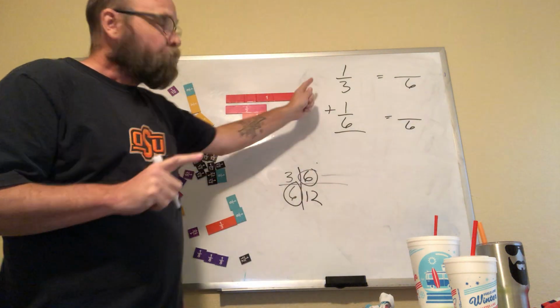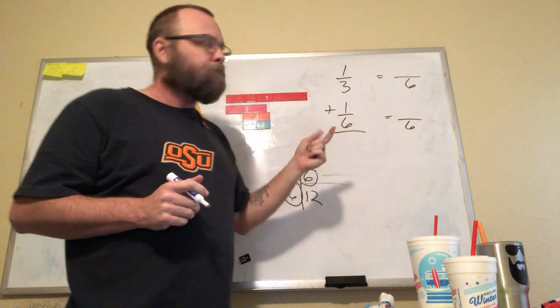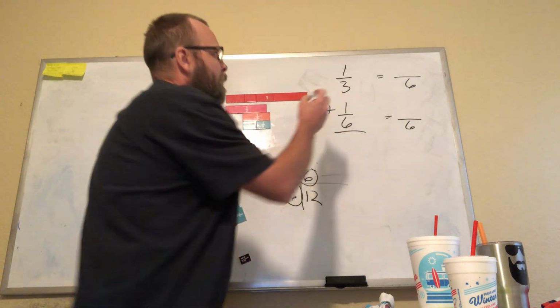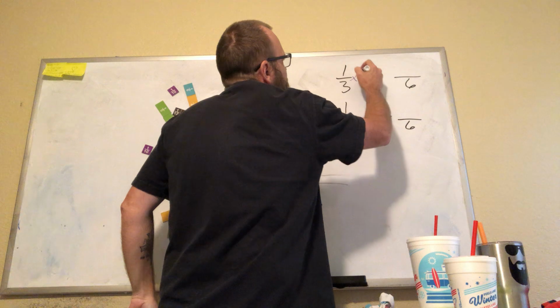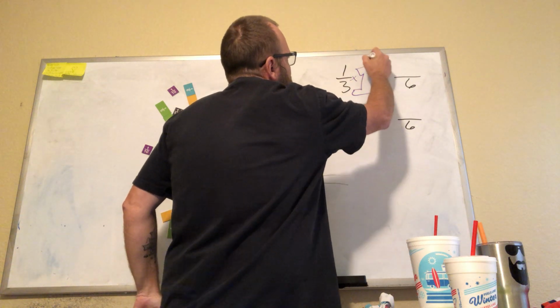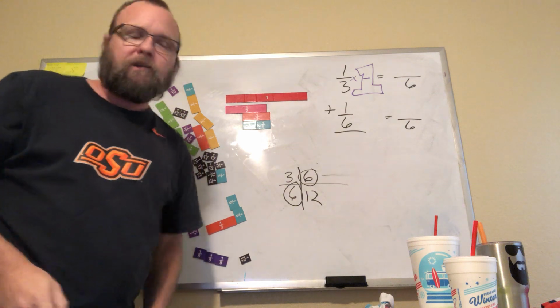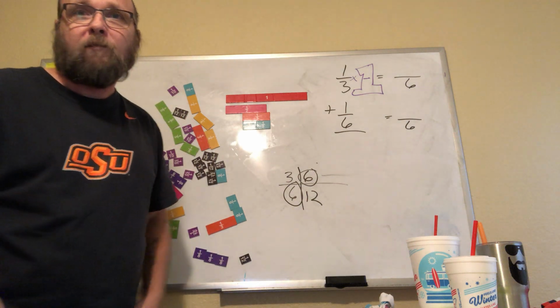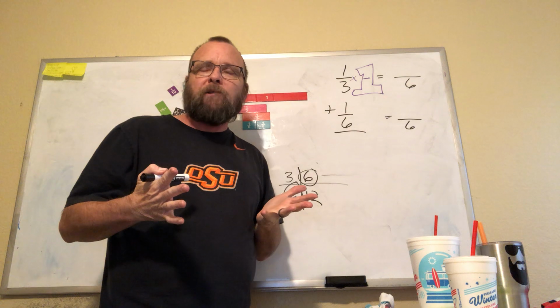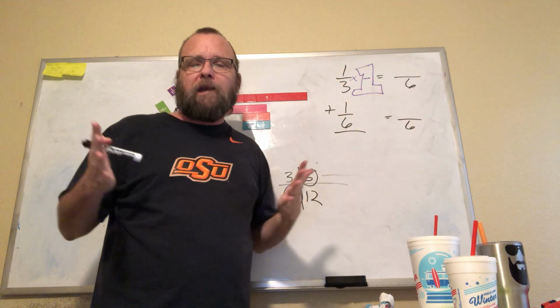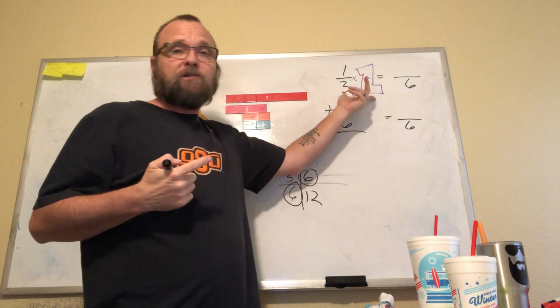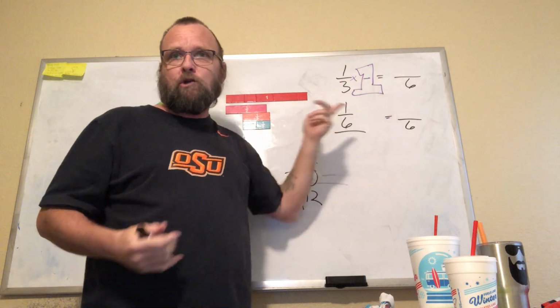But how do I get there mathematically? I need to multiply 1/3 by a fraction that equals 1. I have to multiply it by a fraction that equals 1. Why a fraction that equals 1? Because anytime I multiply something by 1, it doesn't change it. I'm going to change the way this looks, but I'm not going to change what it is.